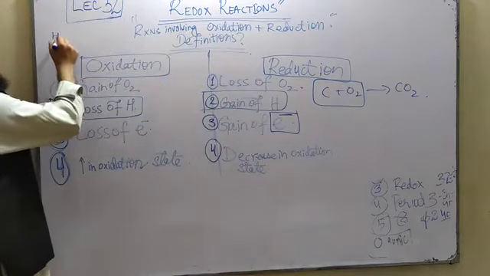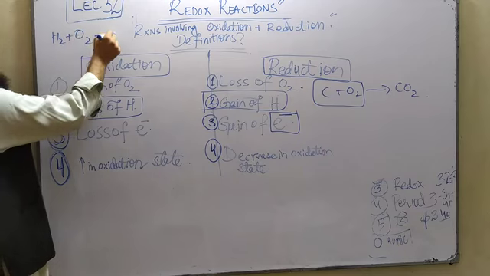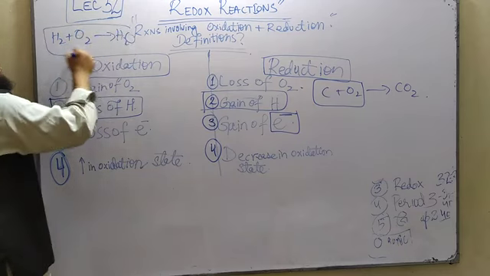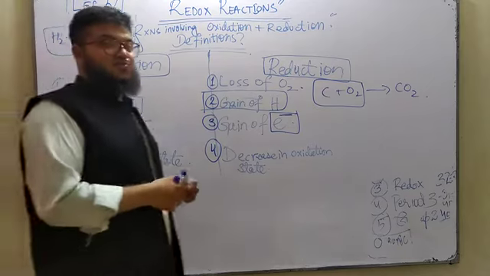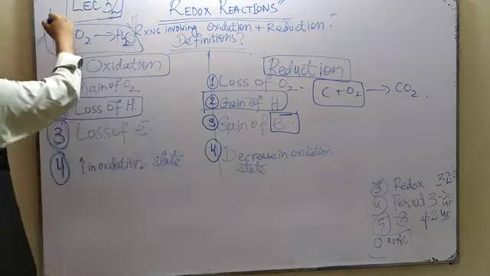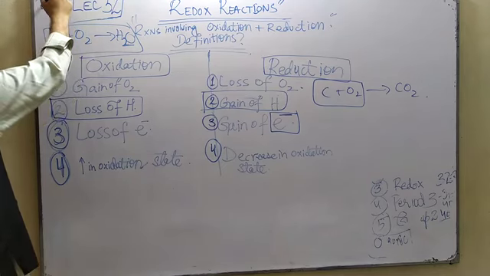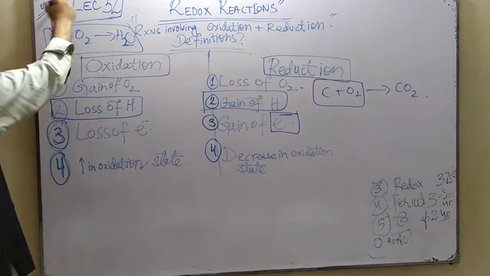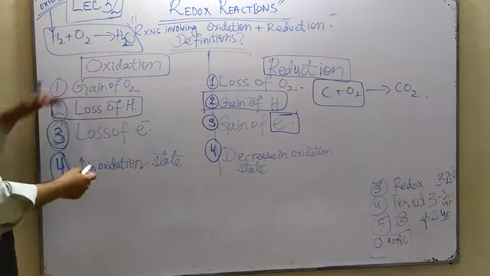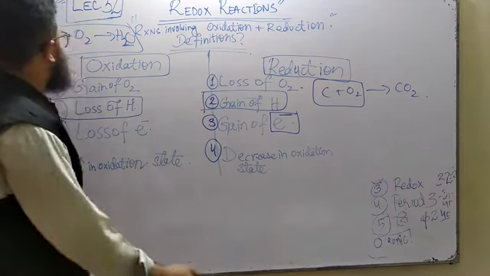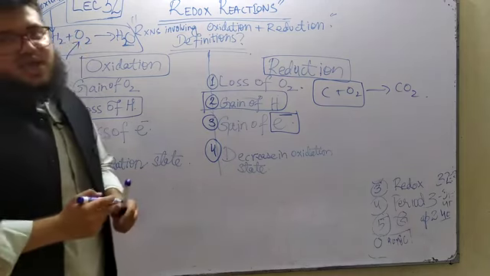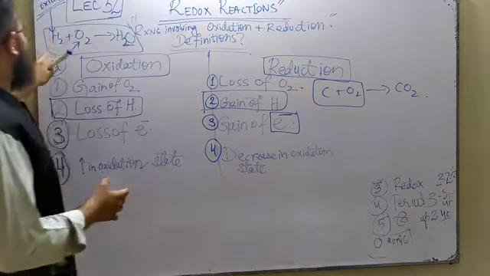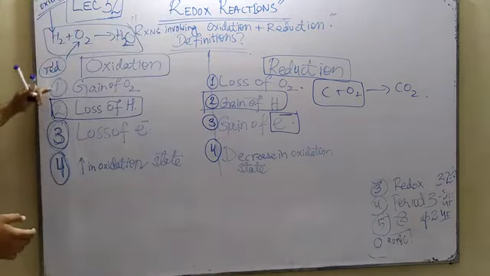Now, for instance, hydrogen is gaining oxygen and forming water. Which one is being oxidized and which one is being reduced? The hydrogen is getting oxidized. Why am I saying that? Because it is gaining oxygen, and gain of oxygen is oxidation. Whereas the oxygen itself is getting reduced because it is gaining hydrogen. So you can explain both in terms of the first and the second definition.